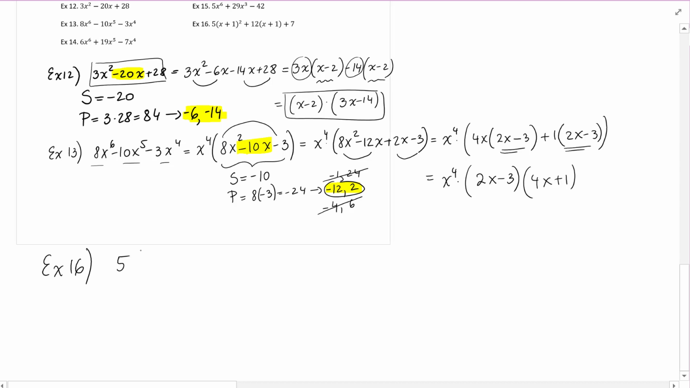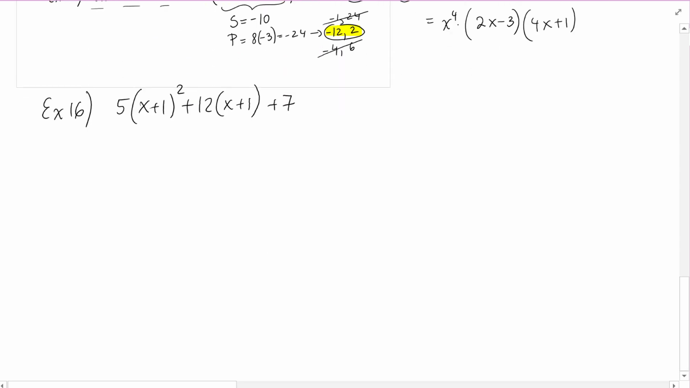So example 16 has 5 times x plus 1 to the 2nd plus 12 times x plus 1 plus 7. So we notice how this x plus 1 repeats. So I'm going to say u equals x plus 1. So u squared is going to be x plus 1 squared. So our expression becomes 5u squared plus 12u plus 7.